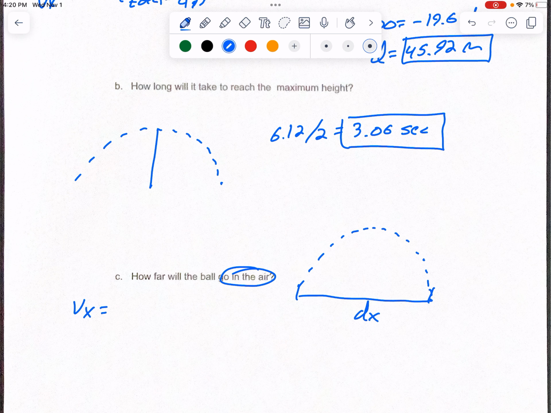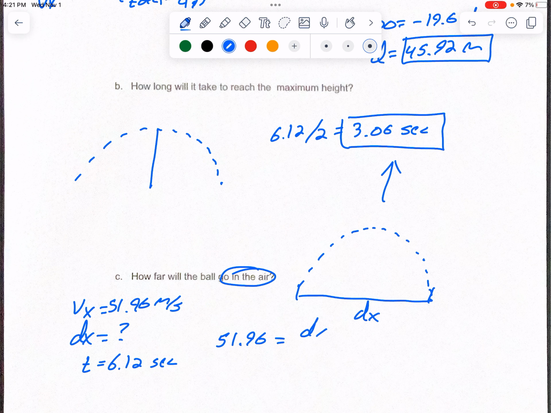So your vx, you already know, 51.96 meters per second. Dx is going to be question mark, and time, be careful with this. I know you just solved for this 3.06 right here, so sometimes people, as soon as they solve that, think it automatically goes into the next problem. I'm talking about total time, from launch to where it comes back down to the ground, so I'm going to use the whole time, 6.12 seconds. So vx equals dx over t, so 51.96 equals dx over 6.12. So multiply both sides by 6.12, and you're going to get 318 meters.